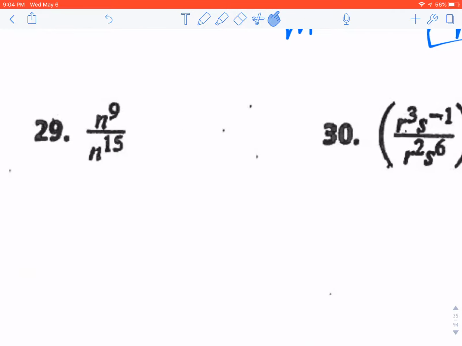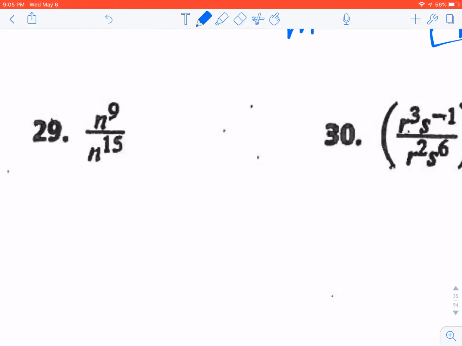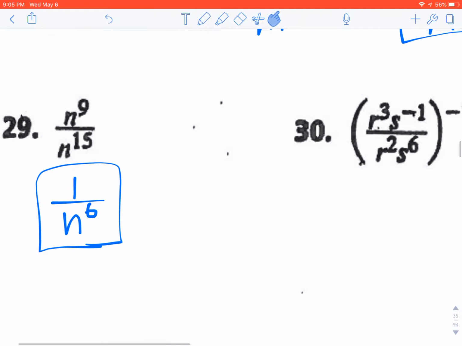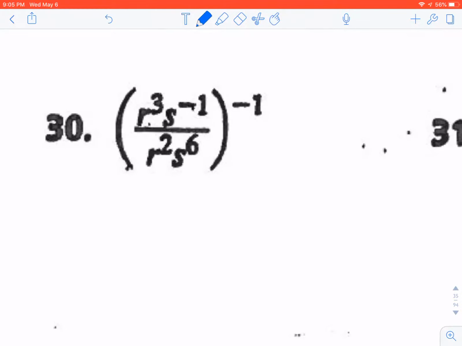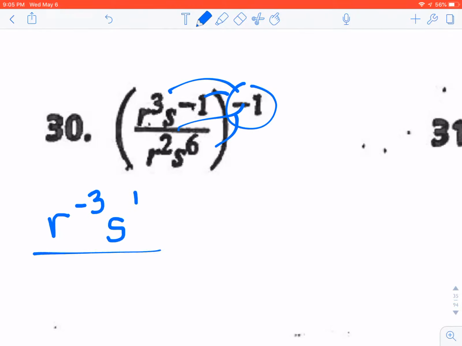Okay. 29, your answer is 1 over n to the 6th. Again, make sure you have your answer on the bottom. Number 30, we are distributing this negative 1 through. So r to the negative 3rd, s to the 1st, over r to the negative 2nd, s to the negative 6th.